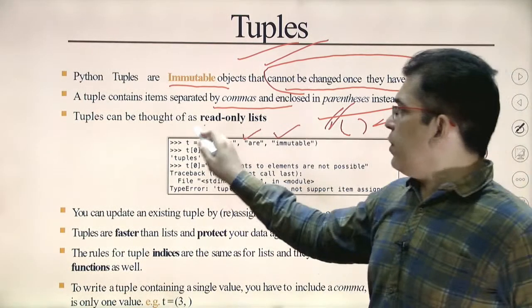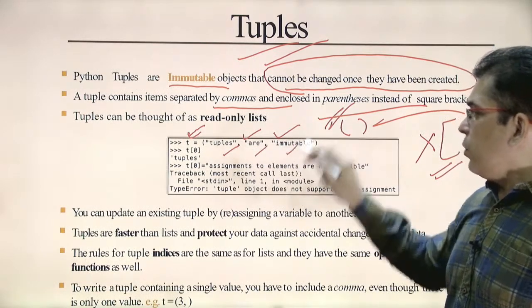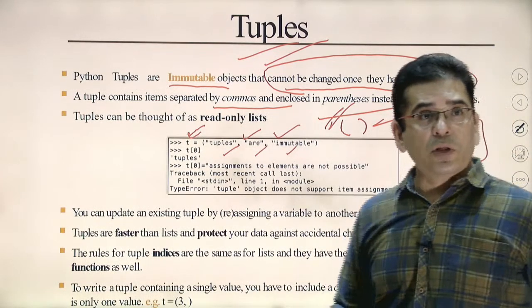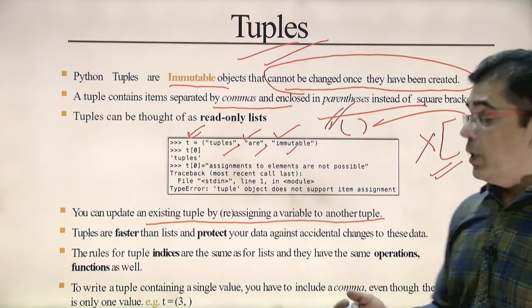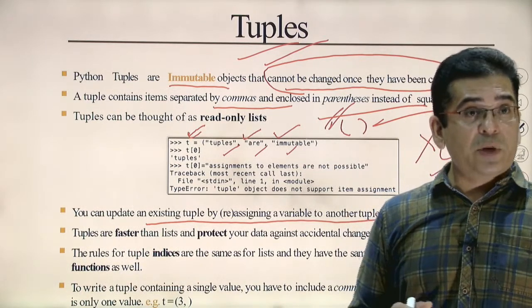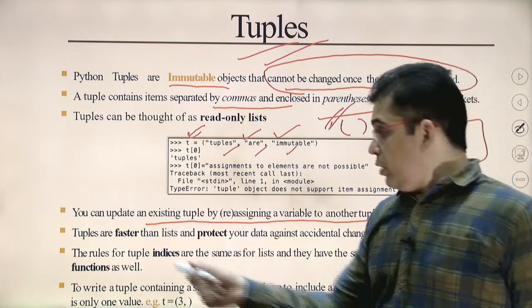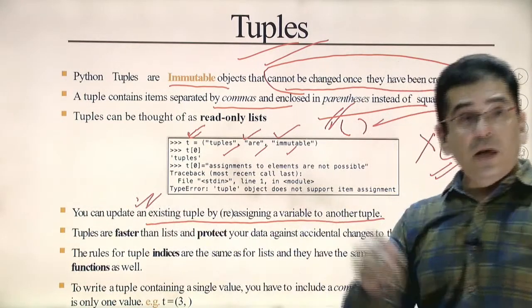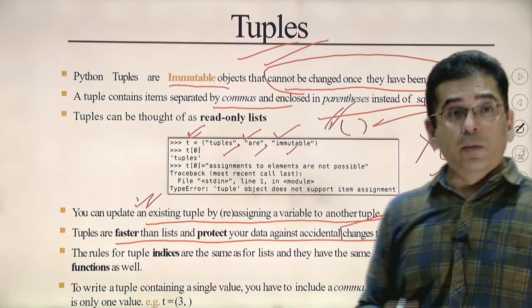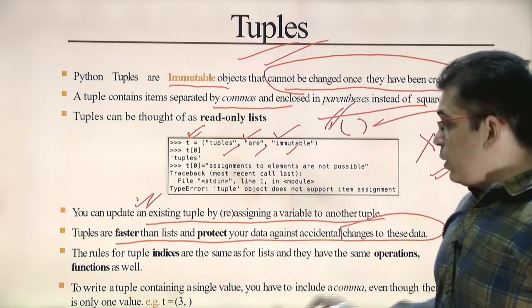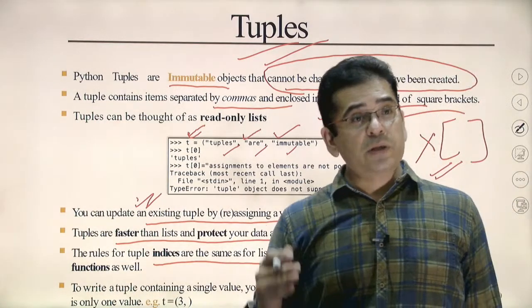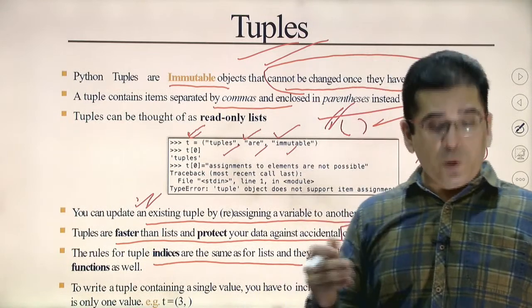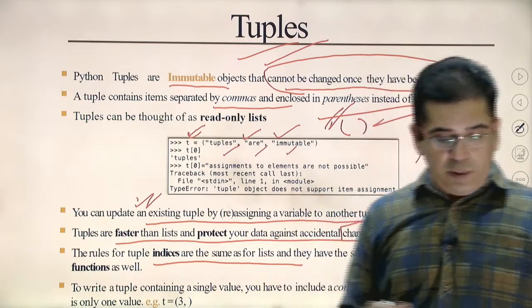So here I have declared a variable t with the values tuples are immutable, so three different values are stored in this tuple. Now you can update an existing tuple by reassigning the variable to another tuple. If you want to overwrite a value within the same tuple, you need to do it at coding time, not at runtime. They are immutable, so no accidental change can be made to this kind of data. The rules for tuple indices are the same as for lists. The same kinds of operations which I showed you in the previous slide, performed on lists, can be performed on tuples as well.